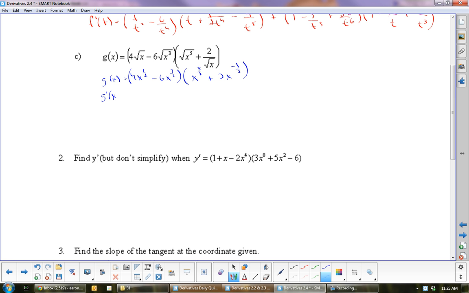So g prime of x equals. Now we can go first times the derivative of the second, plus second times the derivative of the first. Let's try that one. So first times the derivative of the second would be 4x to the 1/2 minus 6x to the 3 over 2. That's first. The derivative of the second would be what? 5 over 2 x to the... So how are you doing this in your head? What would you do? 5 over 2 minus 2 over 2 be 3 over 2. Very good.